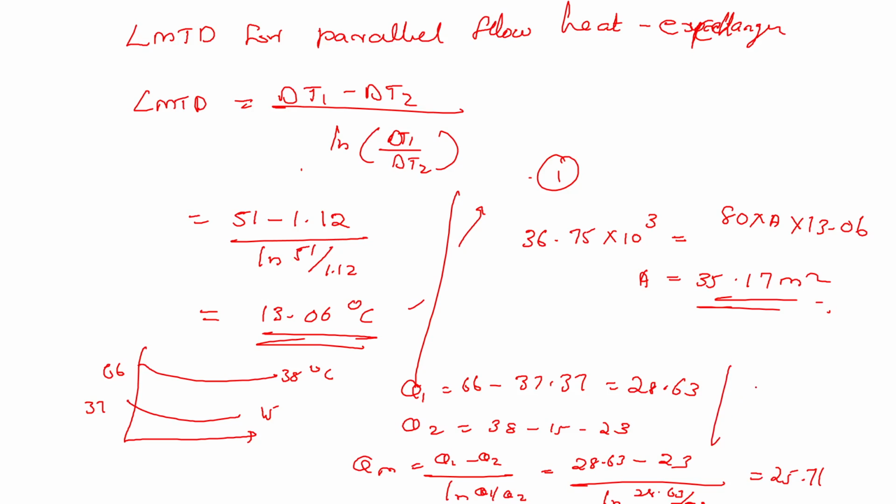Okay, and in this case the area will be, use the same equation, Q is equal to U A Qm. From that you will get the value of the area, 517 meters square. So you can approach this in two ways, parallel flow also, counterflow also. Please go through it, then soon we will go to the next problem and we will solve it. Okay.